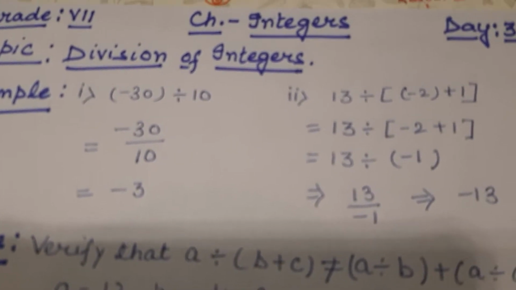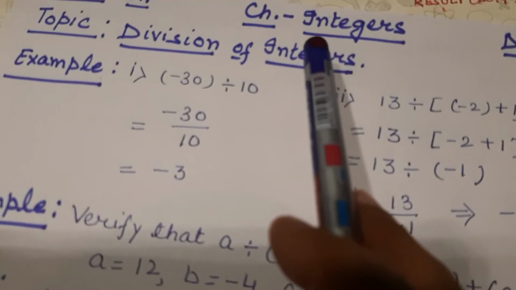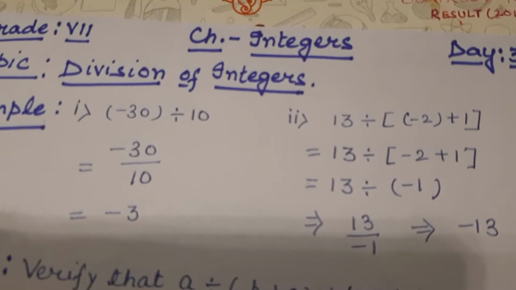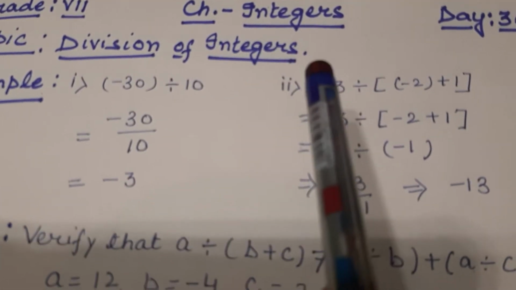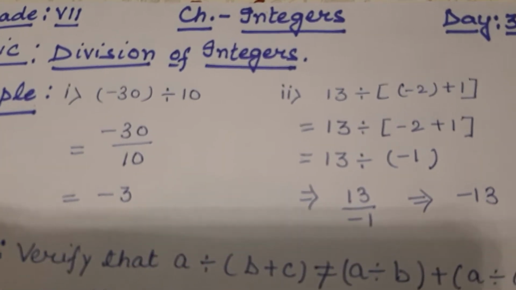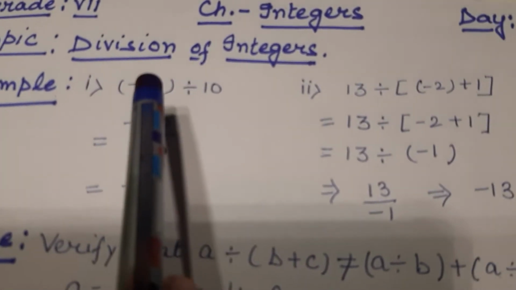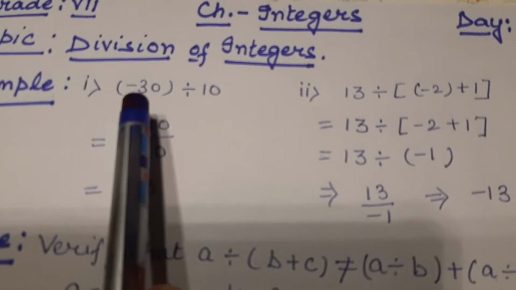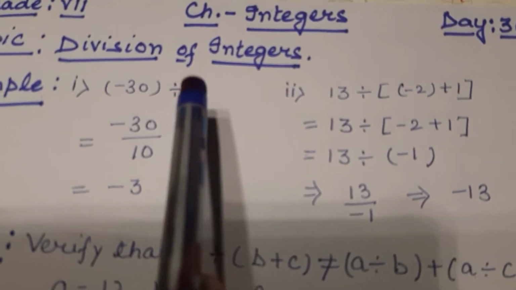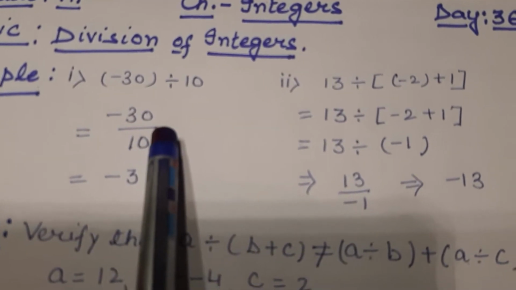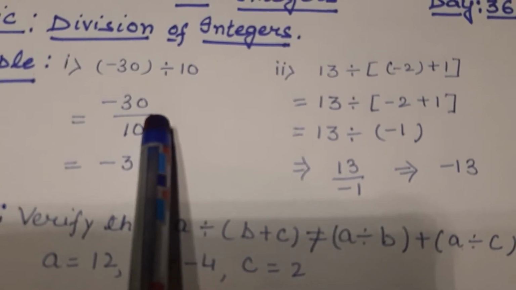So students, as you know, we are doing the integers chapter. This is the last topic of this chapter, division of integers. Let's do it. I'm taking an example here: minus 30 divided by 10. First, I will write them in fraction form.